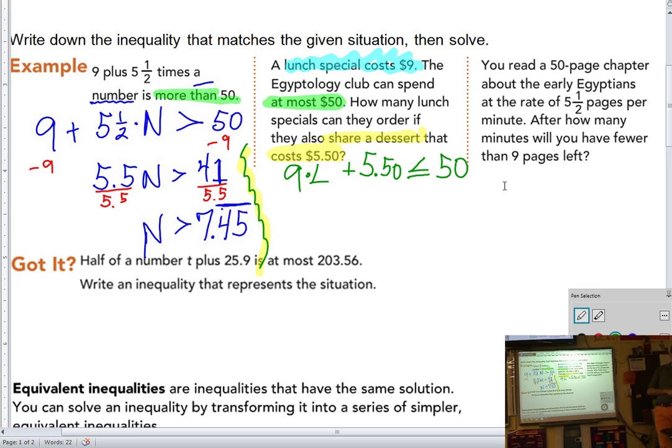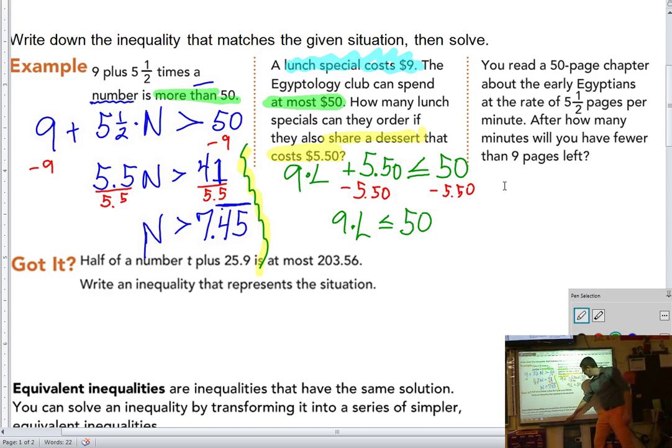Kylie, what do I do first here? Get rid of that positive 5.50 by subtracting it. That leaves me with 9 times my lunch specials is less than or equal to 50. Make sure you do the subtraction. We get 44.50, because take away the $5, then take away the 50 cents.